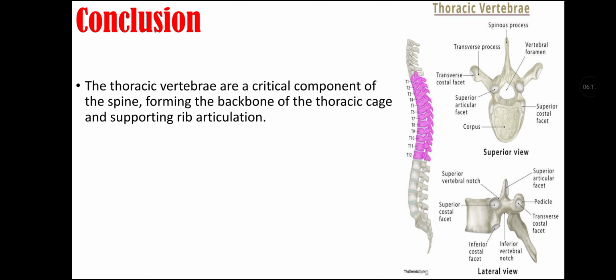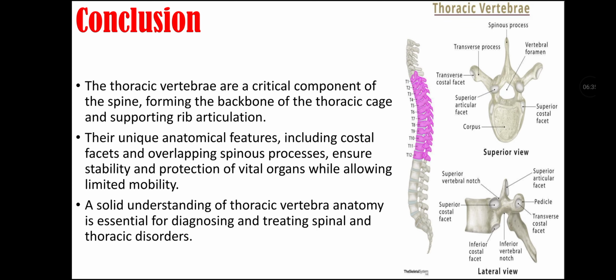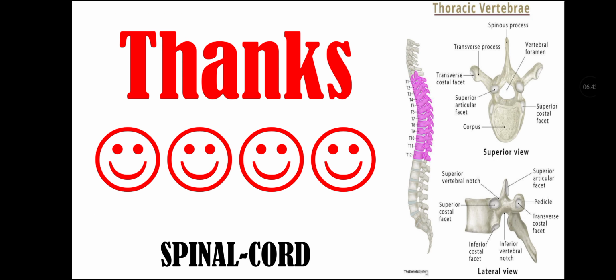Conclusion of this lecture video. Thoracic vertebra are a critical component of spine, forming the backbone of thoracic cage and supporting rib articulation. Their unique anatomical features, including costal facets and overlapping spinous process, ensure stability and protection of vital organs while allowing limited mobility. A solid understanding of thoracic vertebra anatomy is essential for diagnosing and treating spinal and thoracic disorders. And this was all about thoracic vertebra.